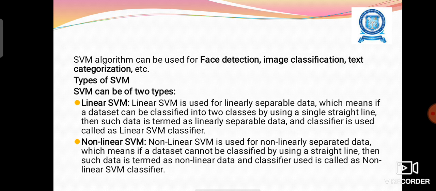SVM may be of two types, linear SVM and non-linear SVM. Linear SVM is used for linearly separable data, which means if a dataset can be classified into two classes by using a single straight line. Non-linear data means the dataset cannot be classified by using a straight line. Such data are termed non-linear data, and the classifier used in this case is called a non-linear SVM classifier.